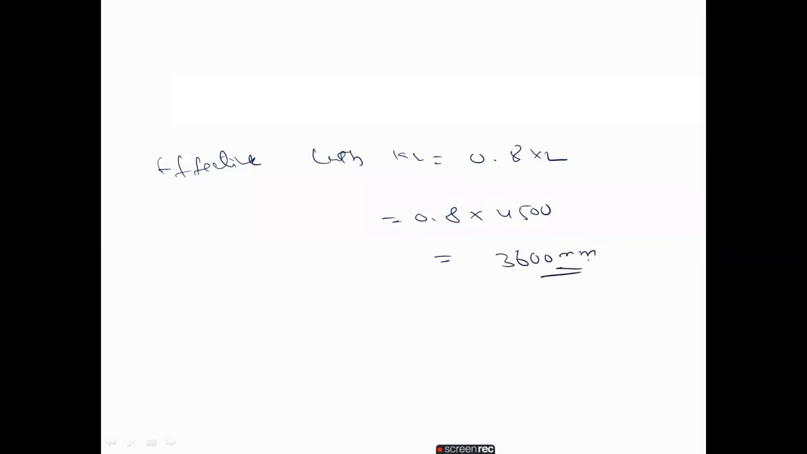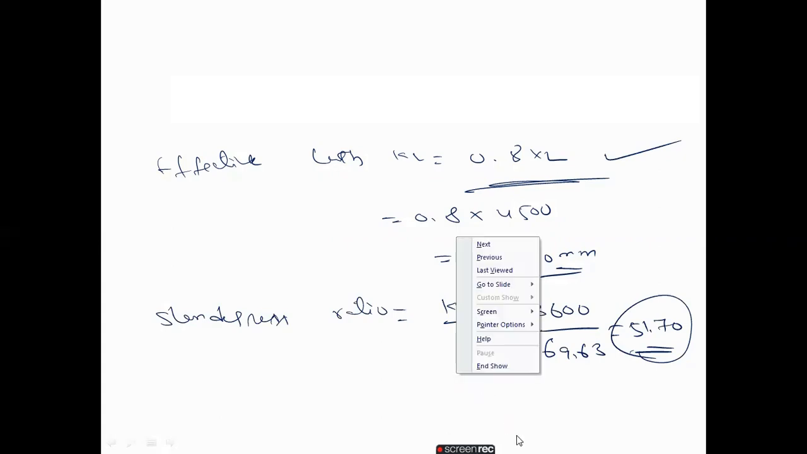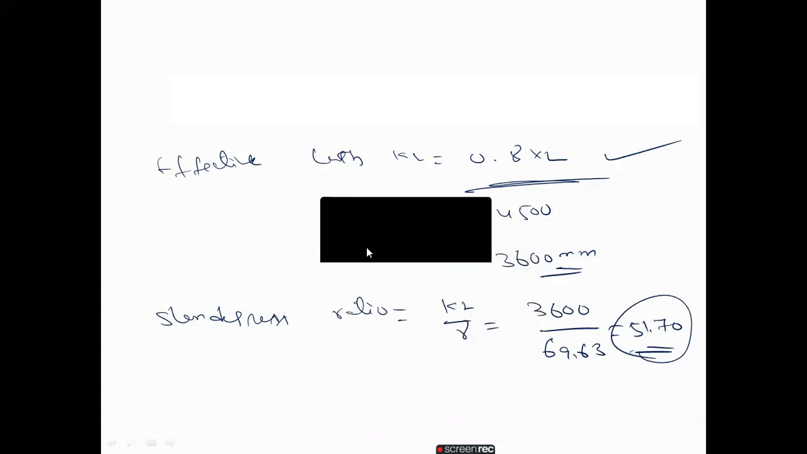So in yesterday's class I told you already, for this effective length there is a table. Whatever condition you are taking, it will change the effective length. Okay. So calculate the slenderness ratio. The slenderness ratio we have to calculate KL by R, that is 3600 by 69.63, you will get 51.70. So now the KL by R value we got is 51.70, and the buckling class is 6. You have to refer to the tables in the code book. Anyway, I will show you that.